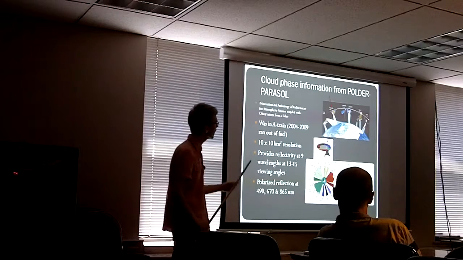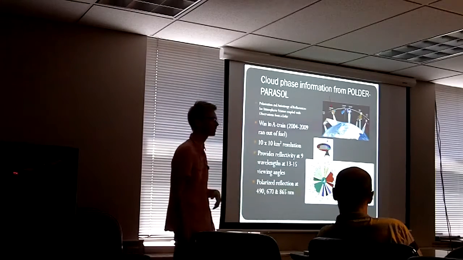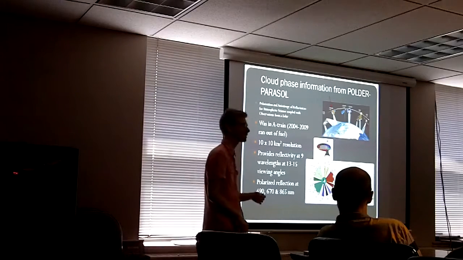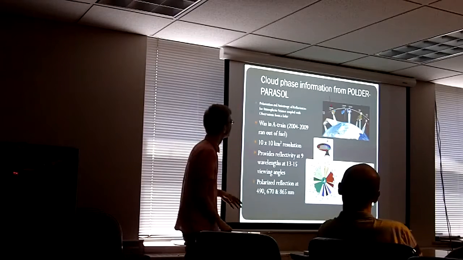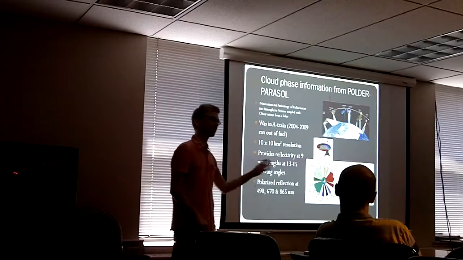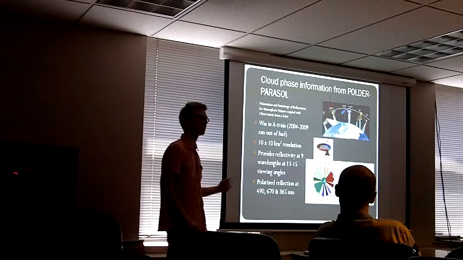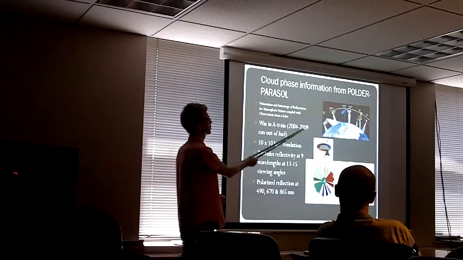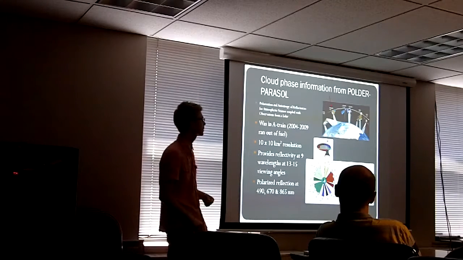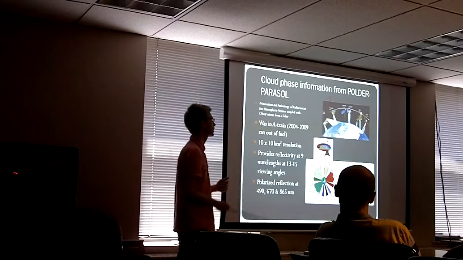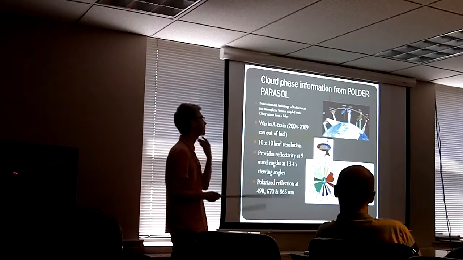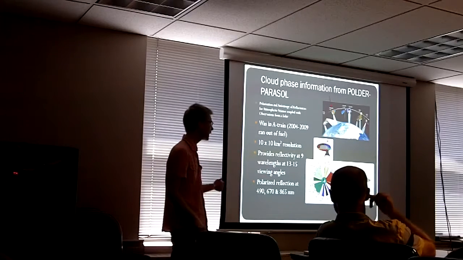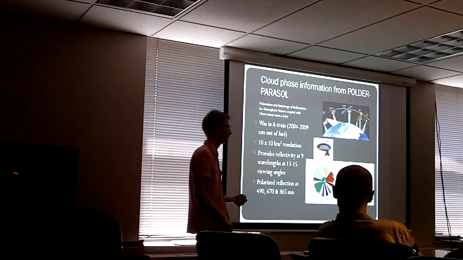I won't even try to list the full name, because it's a crazy name, and I just picked some letters in it. But it was in the A-Train, where MODIS is also. It basically ran out of fuel, so it had to lower its orbit. But from 2004 to 2009 it was in the A-Train. It has a 10 by 10 kilometer resolution, and it measures reflectivity at 15 different angles. And it also measures polarized reflection at 3 different wavelengths.